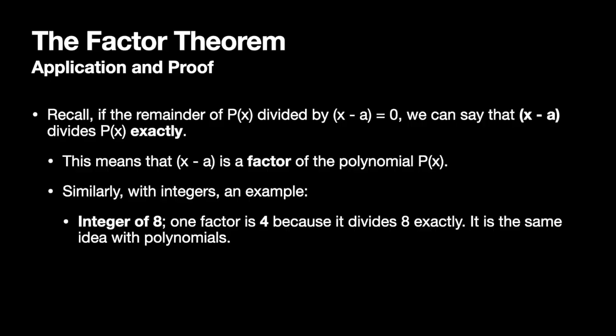And the reason we say this comes from integers, actually. So for example, if we have an integer of 8, one factor of this integer is 4 because it divides 8 exactly. And we share this same idea with polynomials.